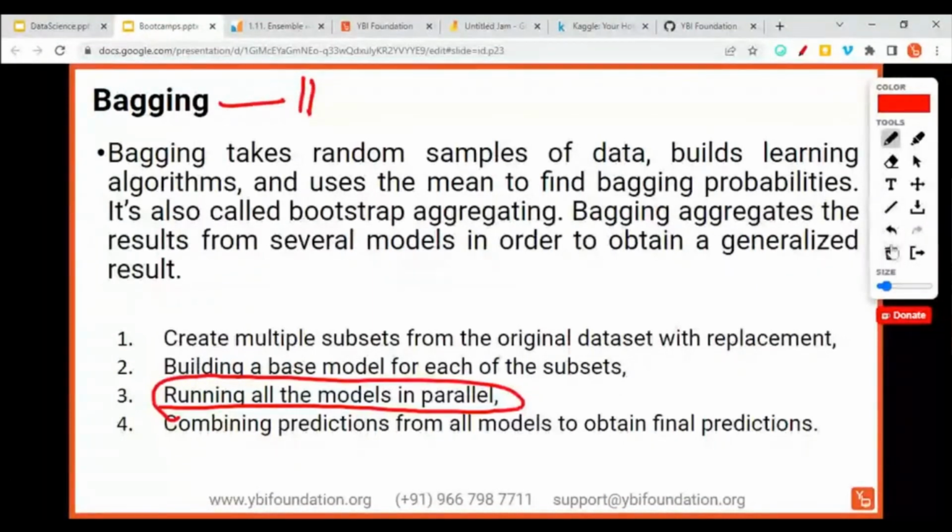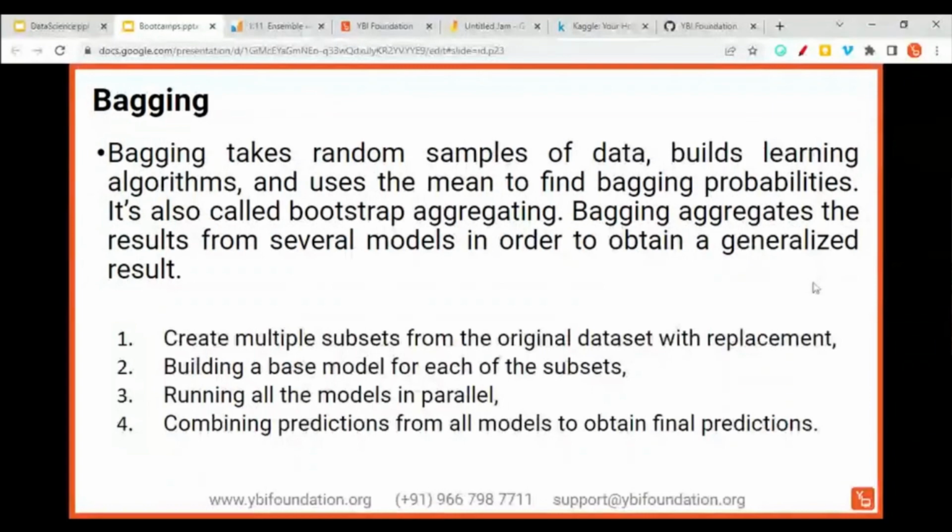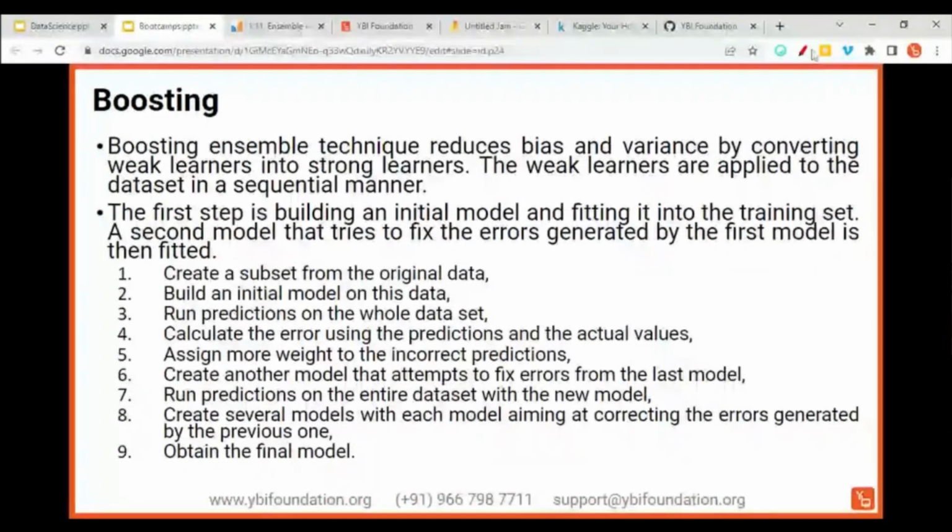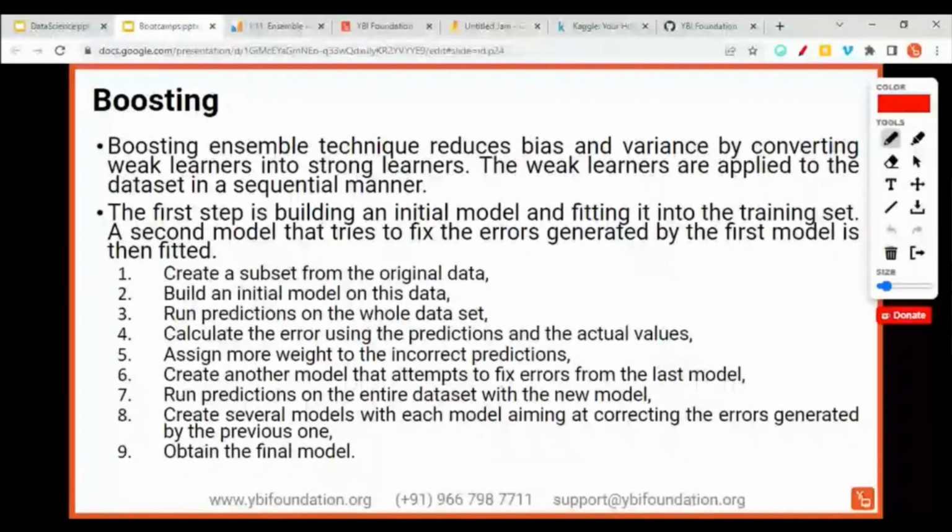Now, in boosting, all the models are running in sequence, one after another.